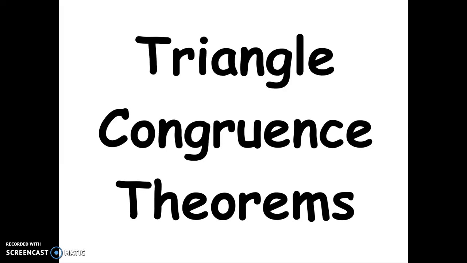Triangle congruence theorems. On the last lesson, we learned about congruence, and we learned that for two shapes to be congruent, they have to have the same shape and same size. Well, now we're given a few shortcuts to help us decide if two triangles are congruent. This will keep us from having to check all of the sides and all of the angles.